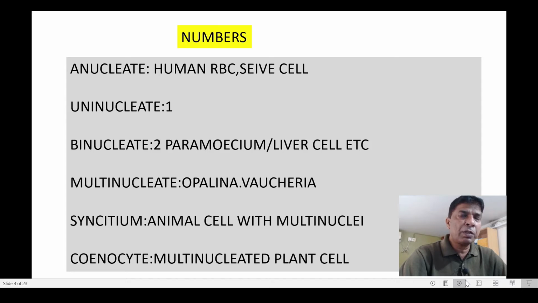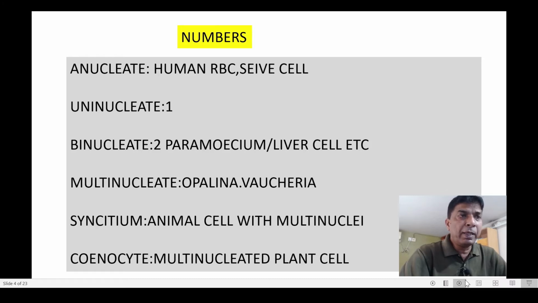Now the number of nuclei varies. If there is just one nucleus, then we call it uninucleate. If there are two nuclei, then we call it binucleate, for example in the case of paramecium and liver cells. If there are more than two nuclei, then we call it multinucleate, for example Opalina, Vaucheria, etc. It should also be noted that in mature human RBC and sieve tube cell, the nucleus is absent, so we call them anucleate.